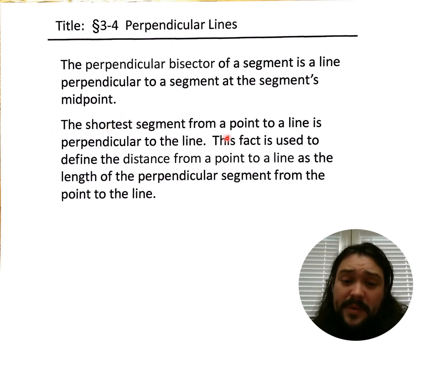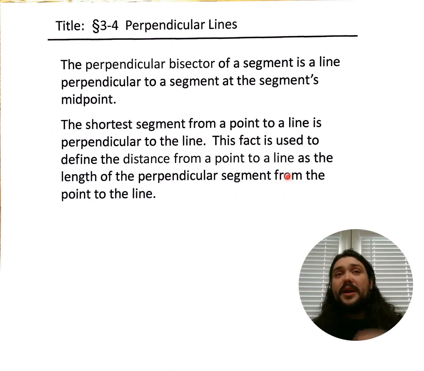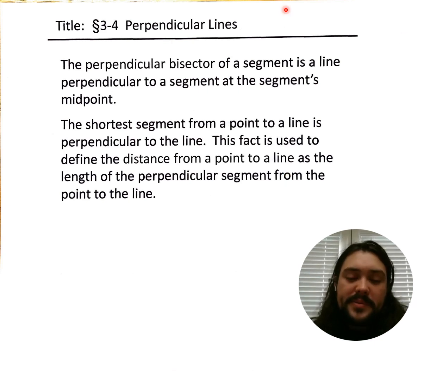The shortest segment from a point to a line is perpendicular to the line. So if you have a point and you have a line, the very shortest distance is the perpendicular distance. This fact is used to define the distance from a point to a line as the length of the perpendicular segment from the point to the line. So that's a lot of words. Let's look at some diagrams and some problems to help shore that up.